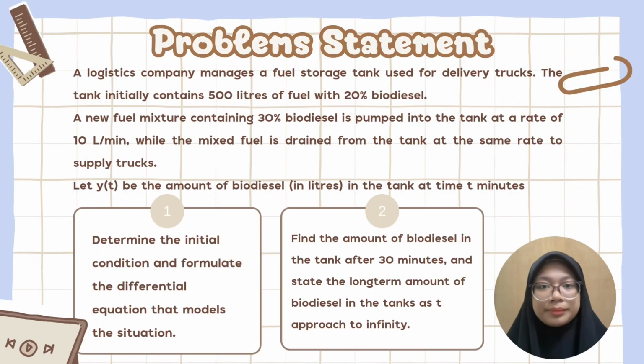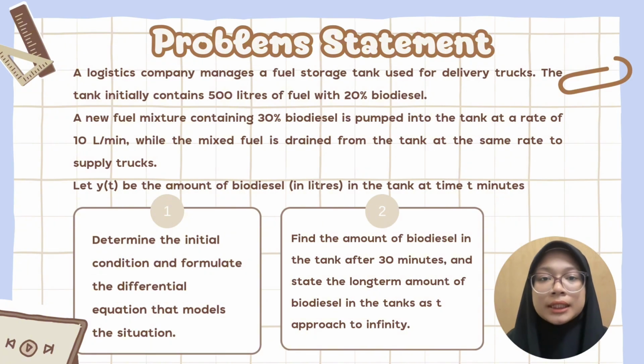A logistics company managed a fuel storage tank used for delivery trucks. The tank initially contains 500 liters of fuel with 20% biodiesel. A new fuel mixture containing 30% biodiesel is pumped into the tank at a rate of 10 liters per minute, while the mixed fuel is drained from the tank at the same rate to supply trucks. Let y(t) be the amount of biodiesel in liters in the tank at time t minutes.